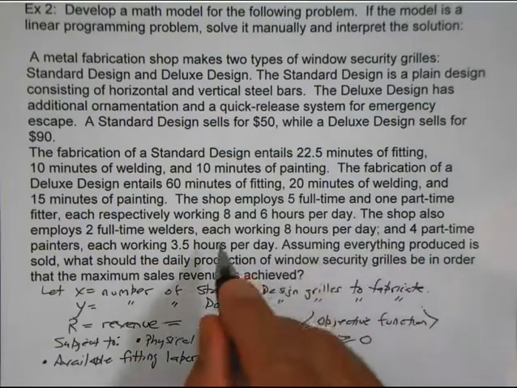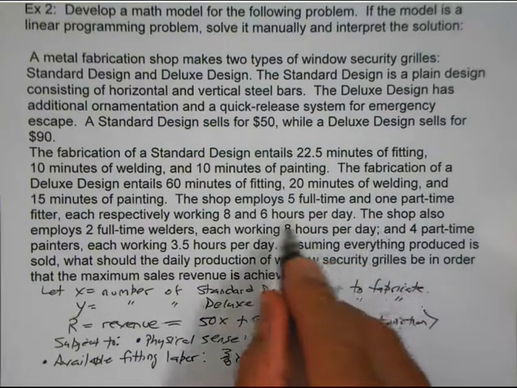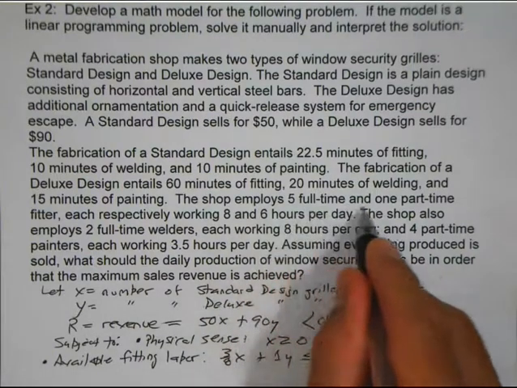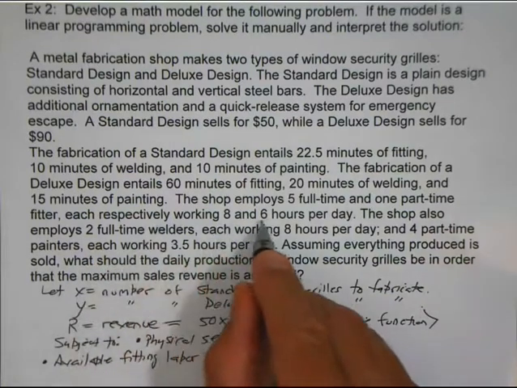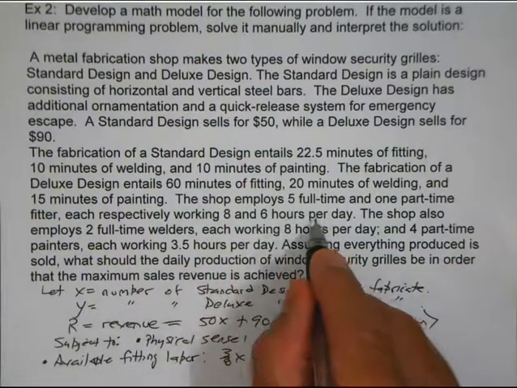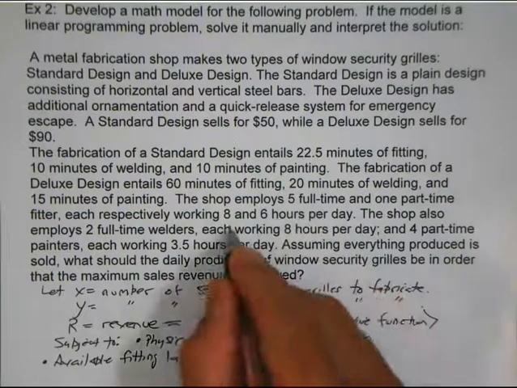Let's look here. The shop employs 5 full-time and 1 part-time fitter, each respectively working 8 and 6 hours per day. Okay, 5 full-timers at 8 hours a day.